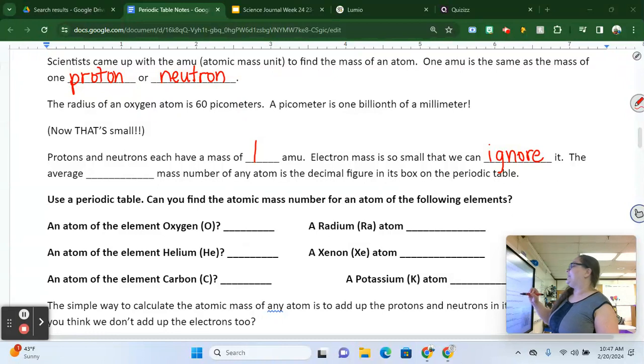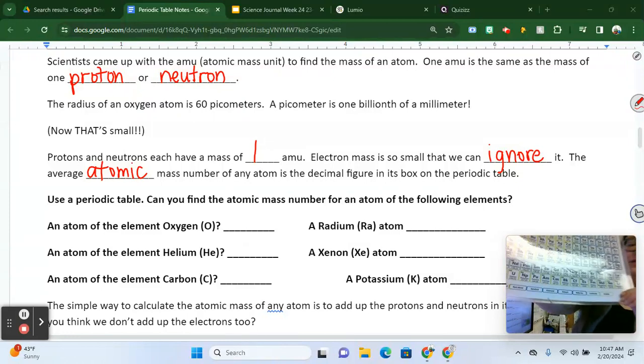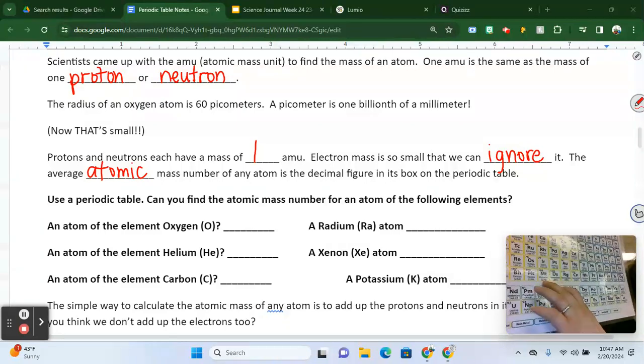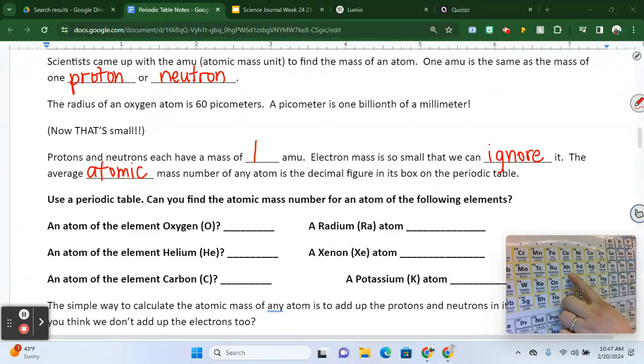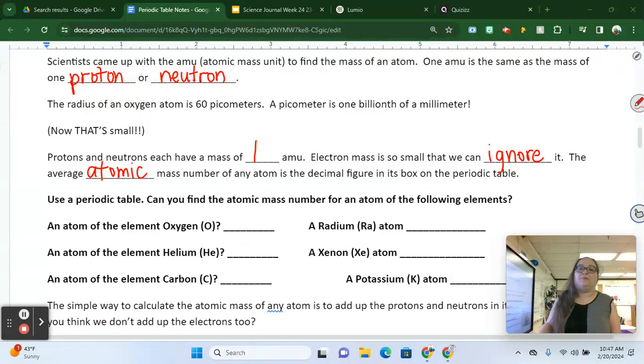Anyway, the average atomic mass number of any atom is the decimal figure in the box on the periodic table. So when you look at one of the boxes on the periodic table and you look at that number that's underneath, typically it's going to have a decimal. And that's because it's the average. Okay. So just like when they do a census and they say everybody in the United States has an average of 2.5 children. Well, nobody has half a kid. That's not a thing. Just some people have 3 kids and some people have 2 kids, and it averages out to 2.5. Right?